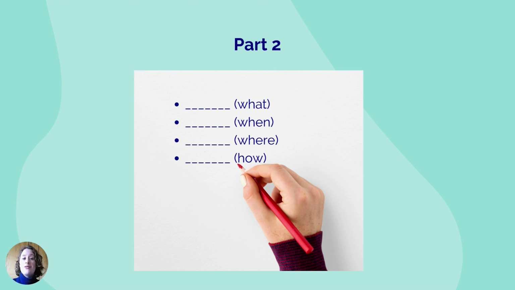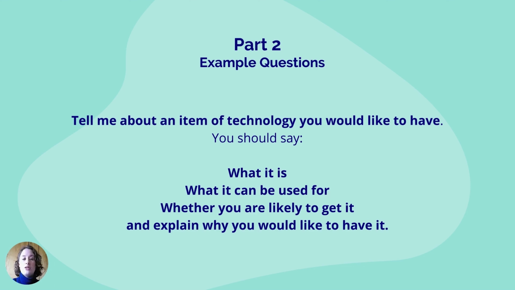Let's take another look at the question. Remember, the question is, tell me about an item of technology you would like to have. You should say what it is, what it can be used for, whether you are likely to get it, and explain why you would like to have it.